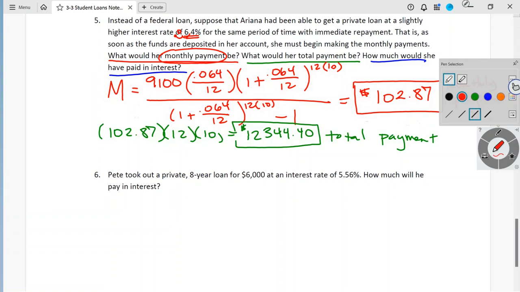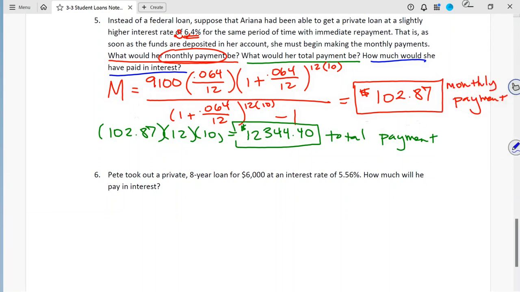And the last question is how much would she have paid in interest? The $9,100 that she borrowed, that's not interest. That's just paying back the principal. So you take the amount she paid in total, $12,344.40, and subtract how much she borrowed. And the amount of interest is $3,244.40 in interest.